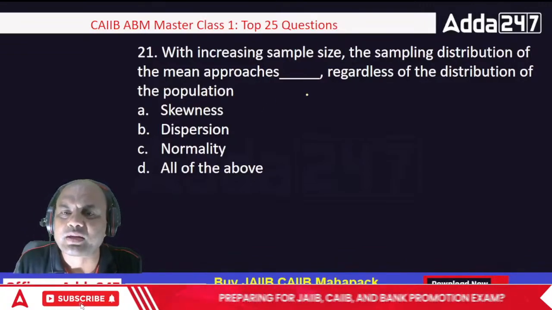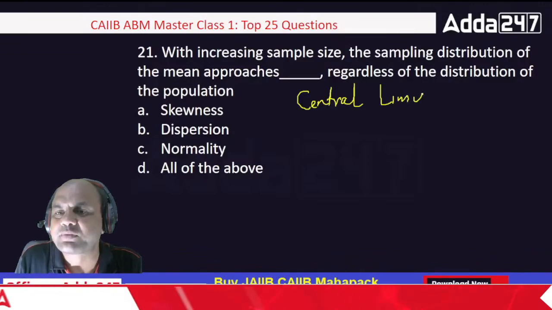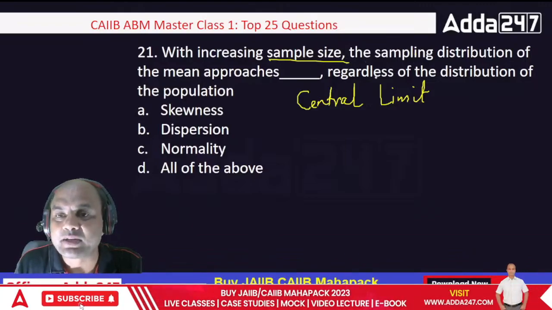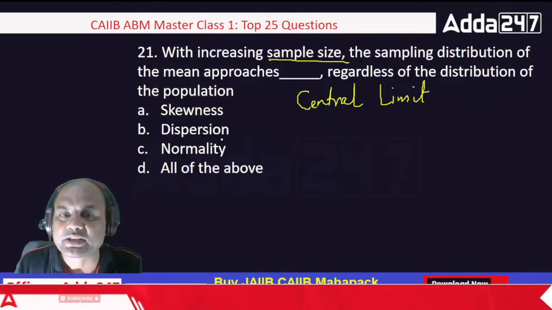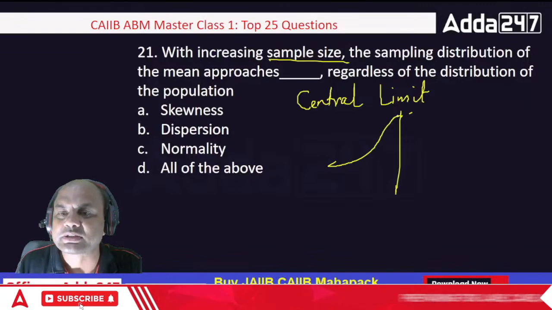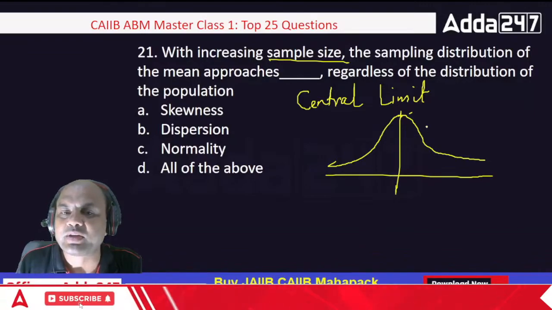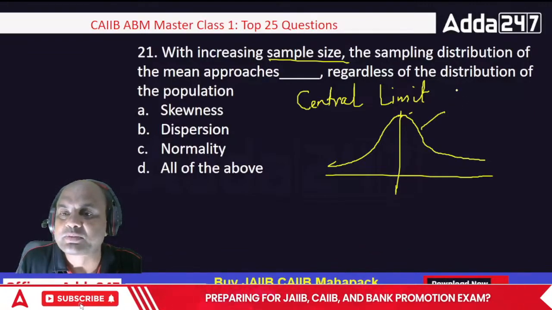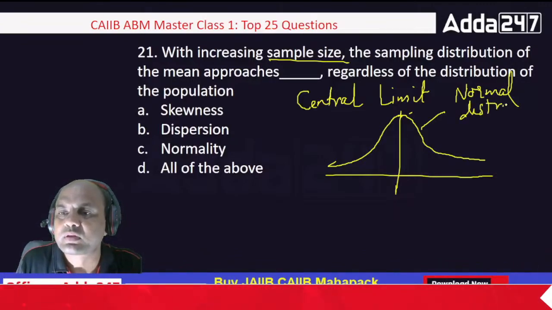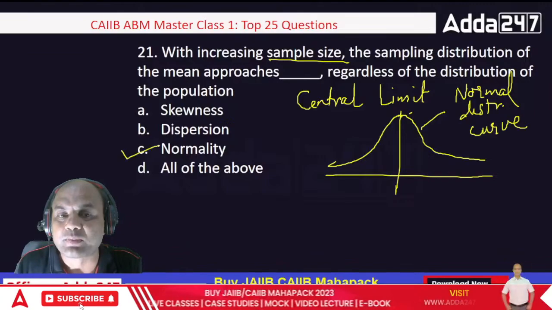Now this is similar to the central limit theorem. You have one central limit theorem in statistics. It says that as I go on increasing the sample size, the sampling distribution of the mean will approach what? Skewness, dispersion, normality, or all of the above. As I go on increasing the sample size, it approaches this bell curve, which is also called the normal curve, the normal distribution curve. So the answer is normality.